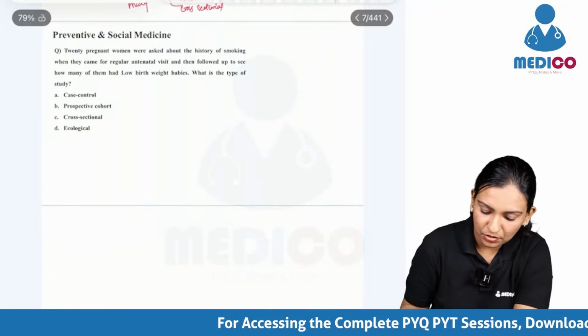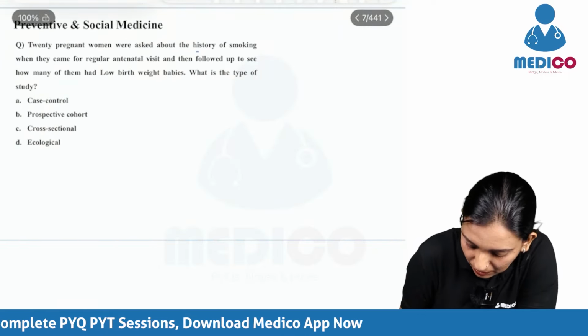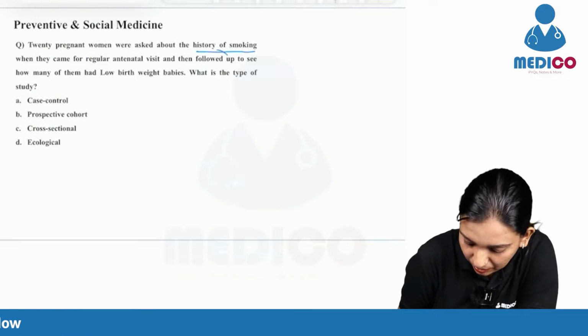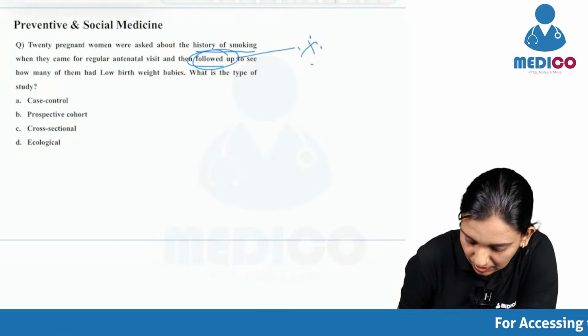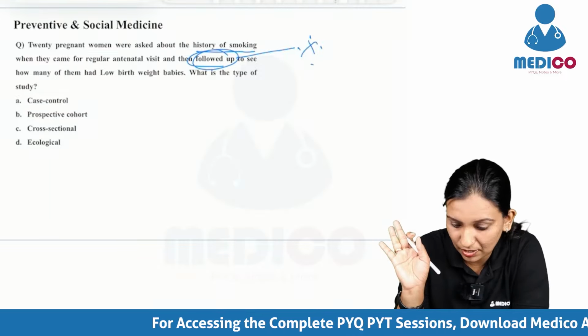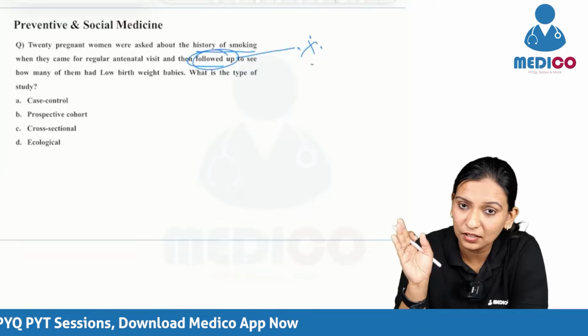Okay. So the question is, 20 pregnant women were asked about the history of smoking when they came for a regular antenatal visit, and then followed up to see how many of them had low birth weight babies. So what is the type of study design used? The options are case control, cohort, cross-sectional, and ecological study.